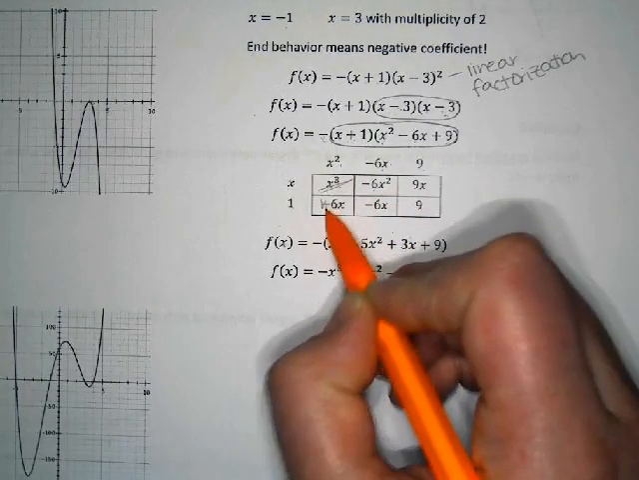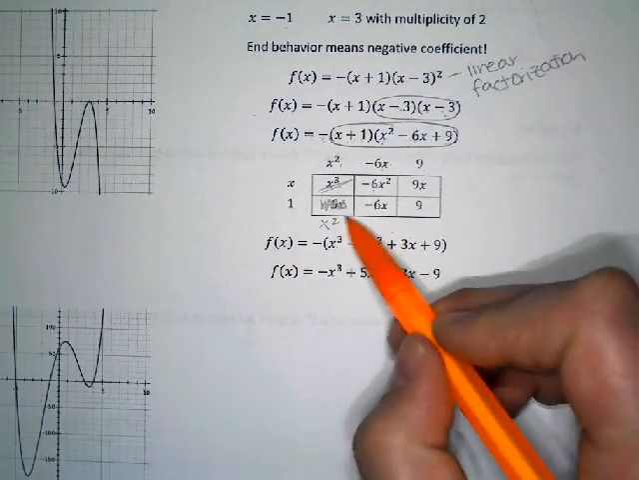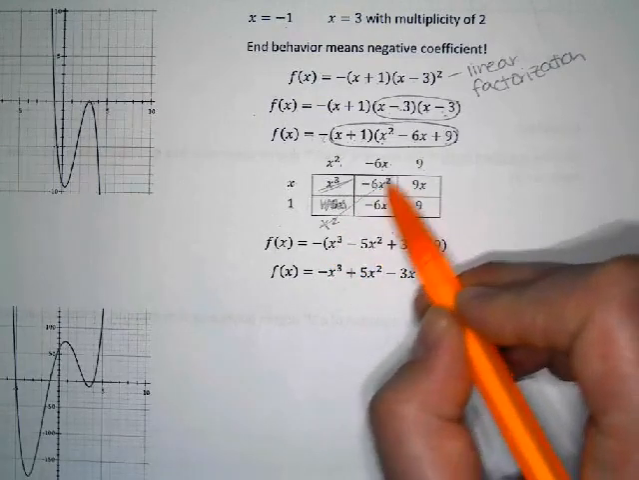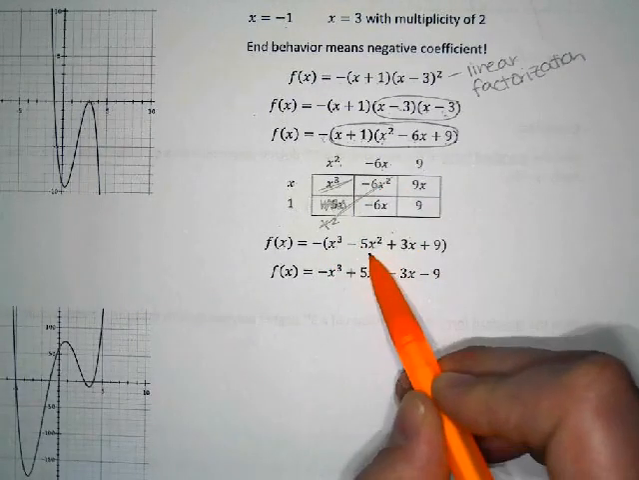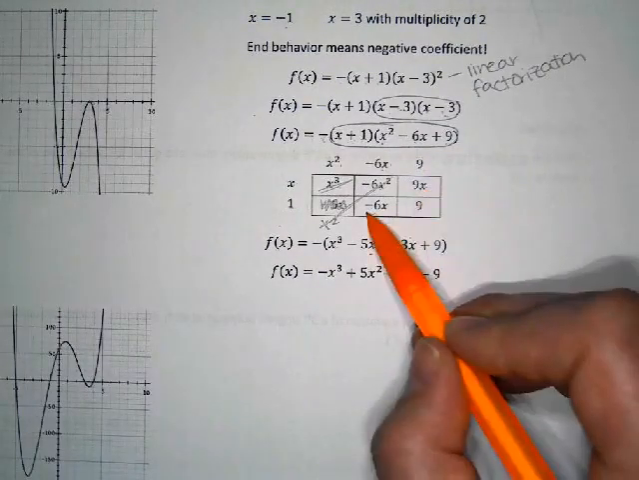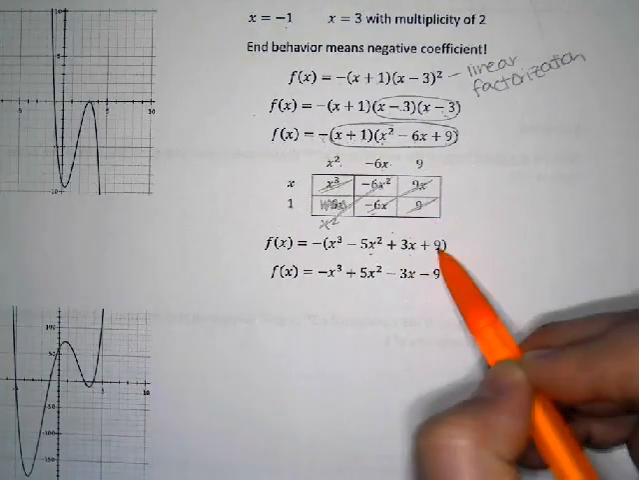I'm finding all the typos in these notes. And then I had a positive x squared right there. Positive x squared and negative 6x squared make negative 5x squared. Negative 6x and 9x give me 3x, and then 9 right there.